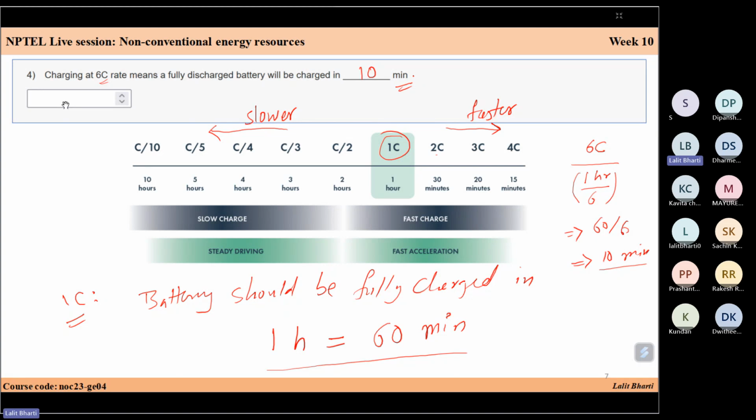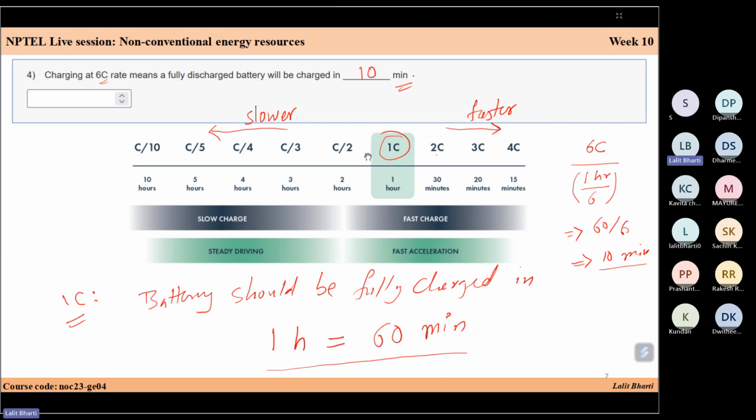Okay, so it is on the C rate. The question is, charging at 6C rate means a fully discharged battery will be charged in how many minutes? So we need to understand what is C rate. Basically, 1C means your battery should be charged in 1 hour.